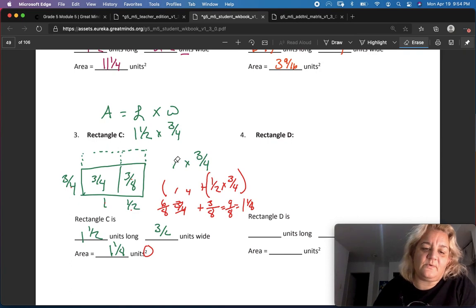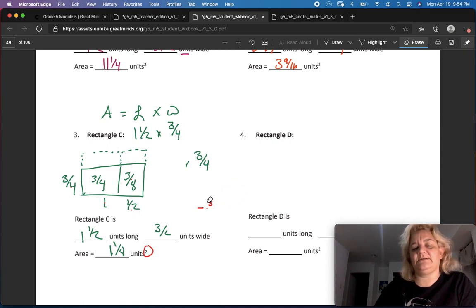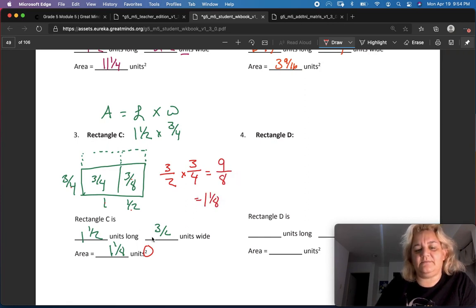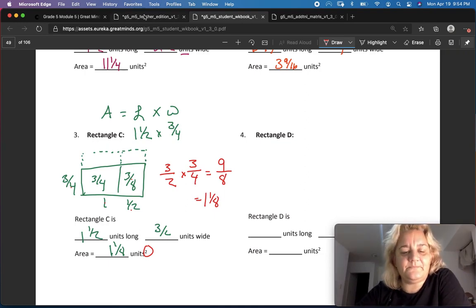Or, of course, if you want to turn that 1 1/2 into an improper fraction, we can multiply it that way as well. This one, it's such small numbers that it's not too difficult, but we can do it that way. Okay, so 1 1/2 would turn into 3/2 times 3/4, which would equal 9/8, which equals 1 1/8 units squared. Cool. All right, number 4.